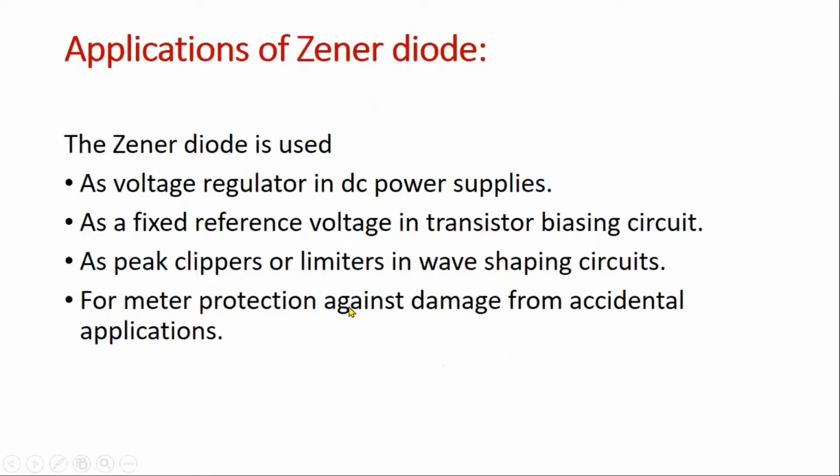Now we can see other applications of the Zener diode. It is used in voltage regulators for DC power supplies, as a fixed reference voltage in transistor bias circuits, and as clippers and limiters in wave shaping circuits, and for meter protection against damage from accidental applications. So these are the other applications of the Zener diode.